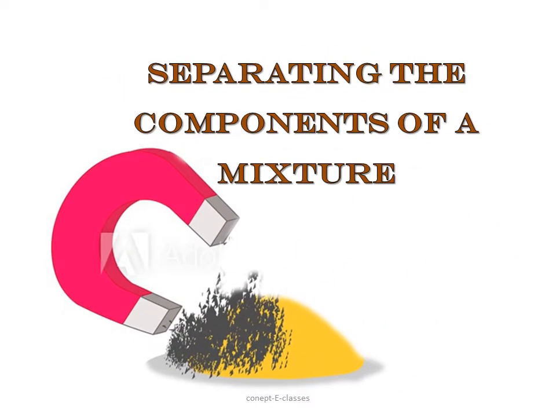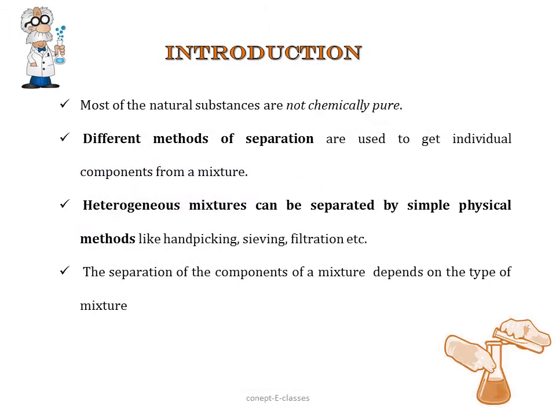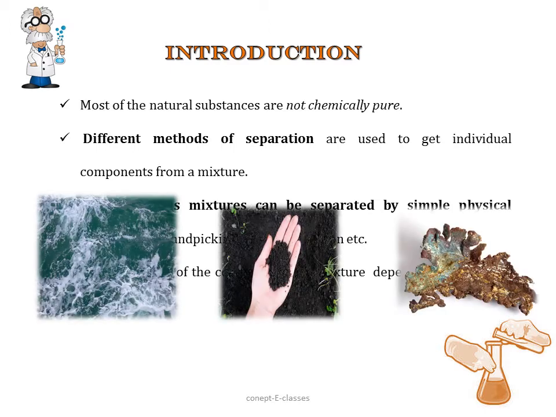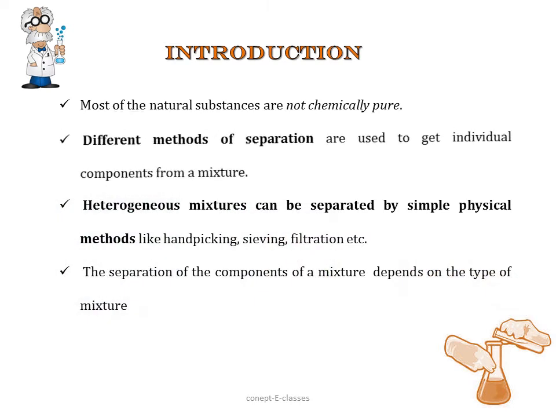So first let's see how we separate the components of a mixture. In the last part we saw that most of the natural substances are not chemically pure. Now what was the term pure? A pure substance consists of a single type of particle or a single form of matter, whereas most of the natural substances, say for example seawater, soil or minerals, all contain more than one type of particle or one type of pure substance. So to get the individual components from such mixtures, different methods of separation are used.